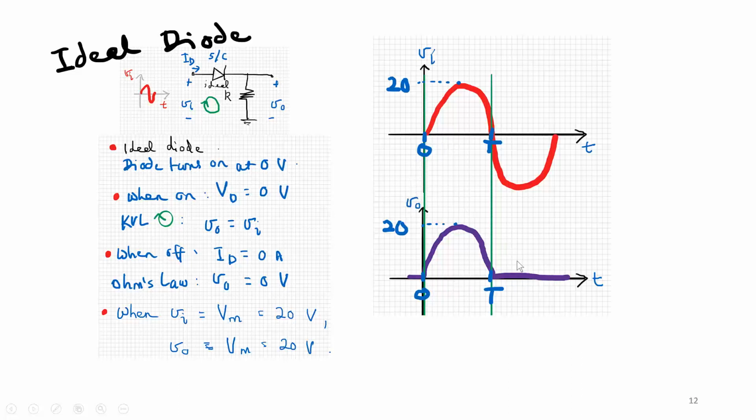When V in crosses 0 volts, V out also shows some signal because the diode turns on exactly at that point, 0. So both will have a maximum value of 20 volts at the peak. Okay, but the negative cycle here has been omitted. Where the negative cycle is, V out equals 0 volts, and VDC is 0.318 times Vm, which is 20, and 0.318 times 20 is 6.36 volts.